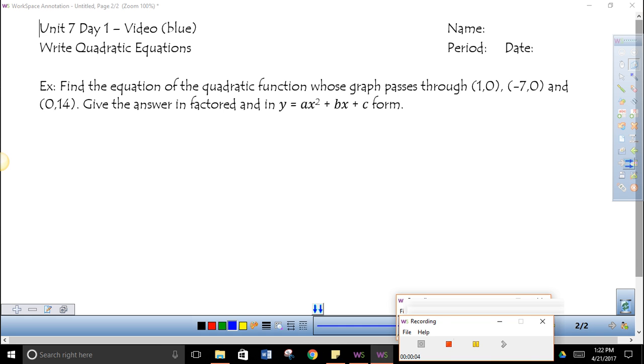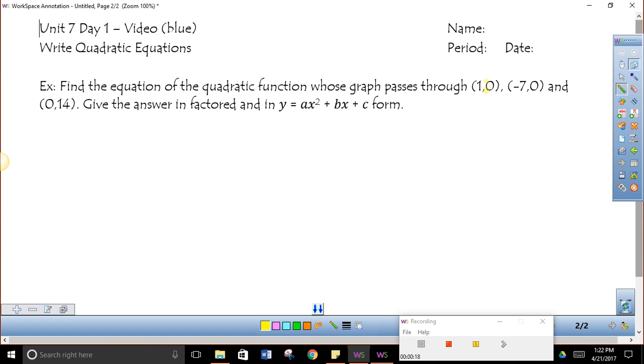And so what you need to pay attention to is the fact that there are zeros in these equations, which means that they are intercepts. Okay, so I have an x value, an x value, and a y value. So I'm going to start with the x values because this means that I have the fact that x equals 1 and x equals -7.